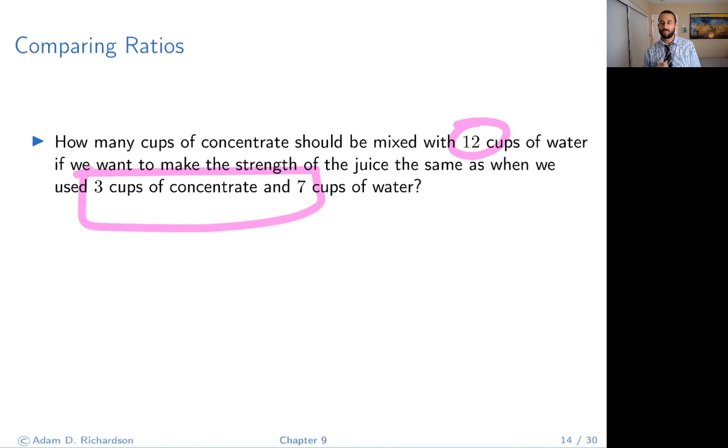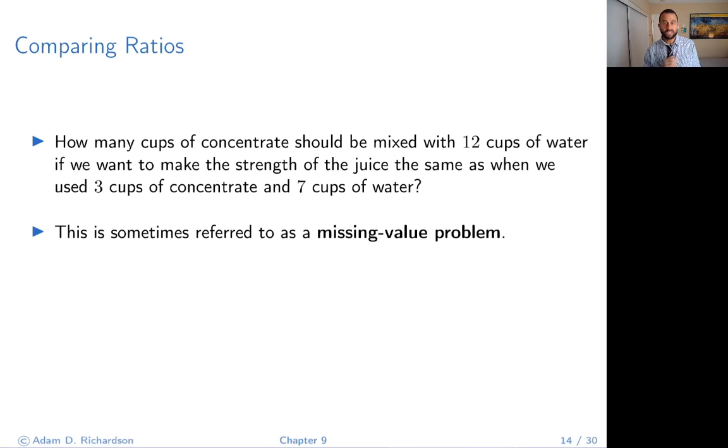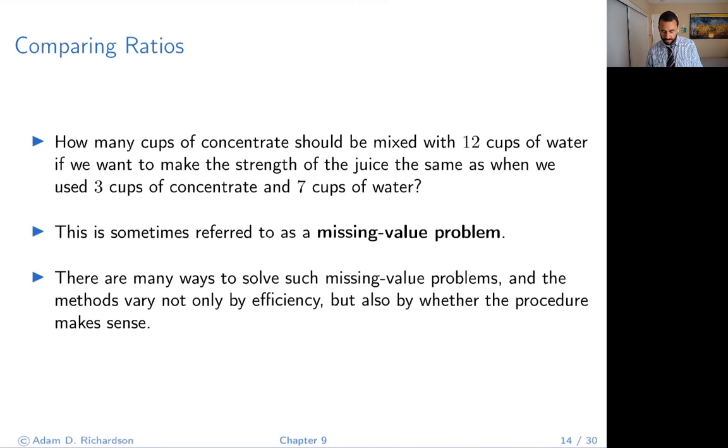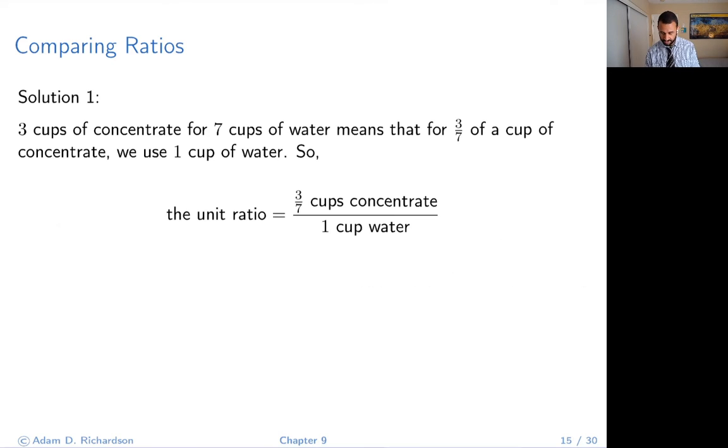Now you can probably see how a proportion is cropping up, right? But we're going to see that we don't have to use a proportion all the time. So how are we going to do this? This is sometimes referred to as a missing value problem because this is a precursor to solving for x. There are many ways to solve these problems, and the methods vary not only by efficiency, but also by whether the procedure makes sense. Now we're going to look at 3 different ways of solving this problem.